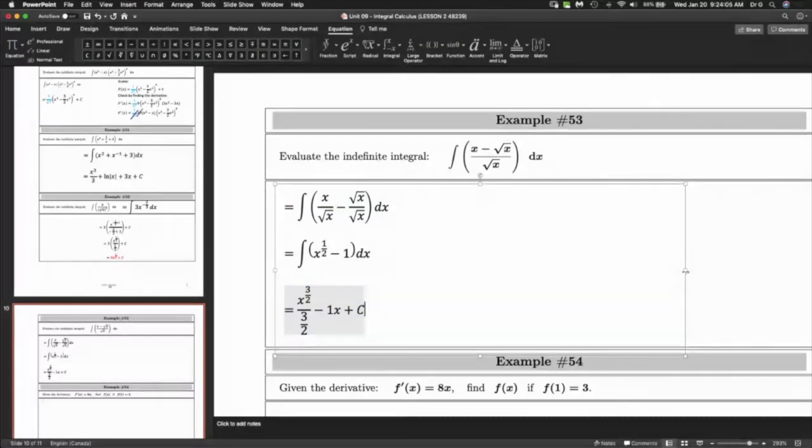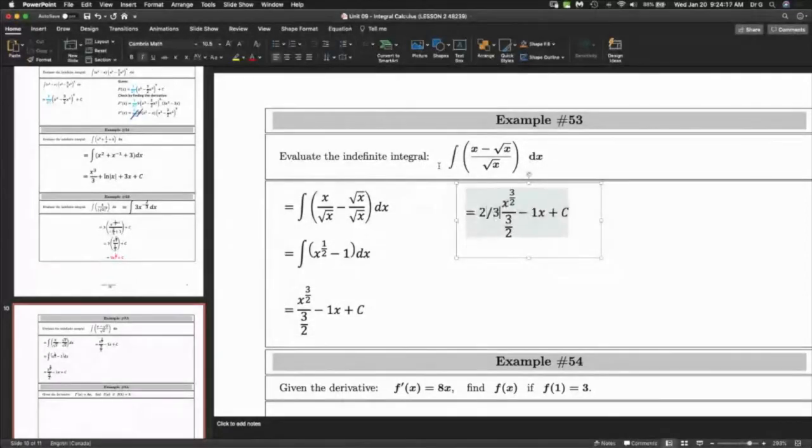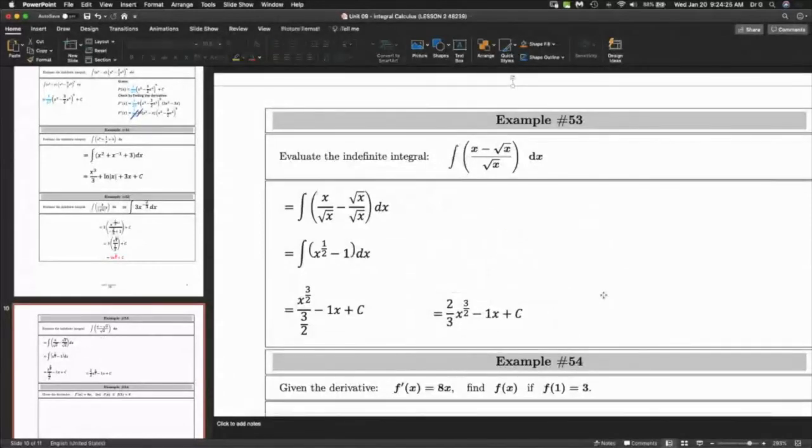So you could write this a little bit nicer, which I'll just continue over here, and write 2/3 x to the 3 halves, etc. I'll just put it there. Anyway, maybe I shouldn't write the 1 there.